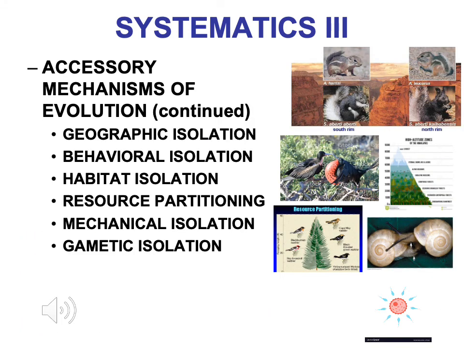And as long as we're reviewing mechanisms of evolution, let's go ahead and mention the various forms of reproductive isolation: geographic isolation, behavioral isolation, habitat isolation, resource partitioning, mechanical isolation, and gametic isolation. These can all lead, along with the other mechanisms mentioned before, to degrees of genetic variation within populations and subpopulations, which could ultimately lead to the origin of new species, the process that we called speciation.